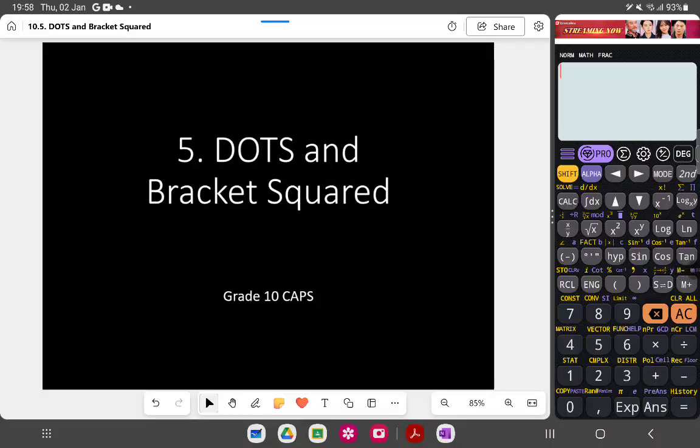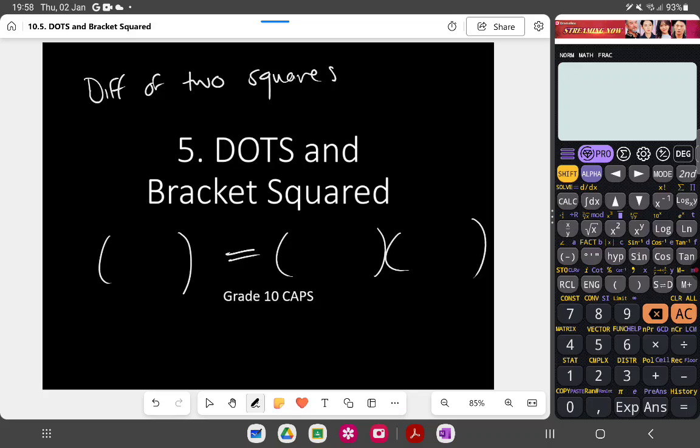Dots and brackets squared. The word dots, or the acronym DOTS, stands for the difference of two squares. The way that you identify dots is that it occurs in two scenarios. You can have one bracket or no bracket, but one portion is equal to two portions factorized. So at the moment we're going to move from two brackets to the one bracket, and then later on we're going to go back to two brackets.